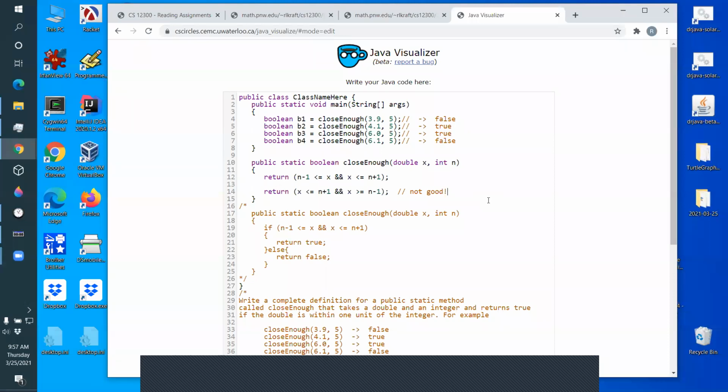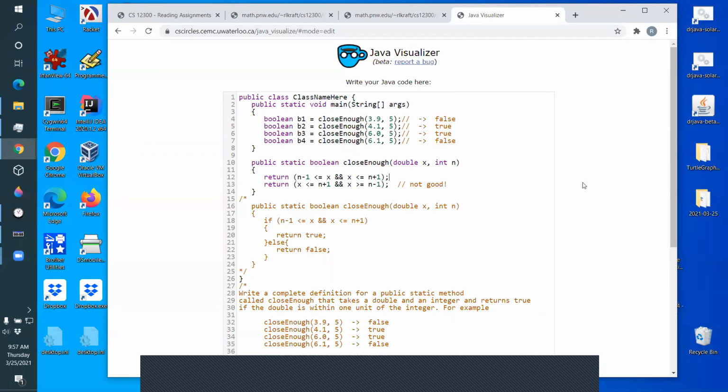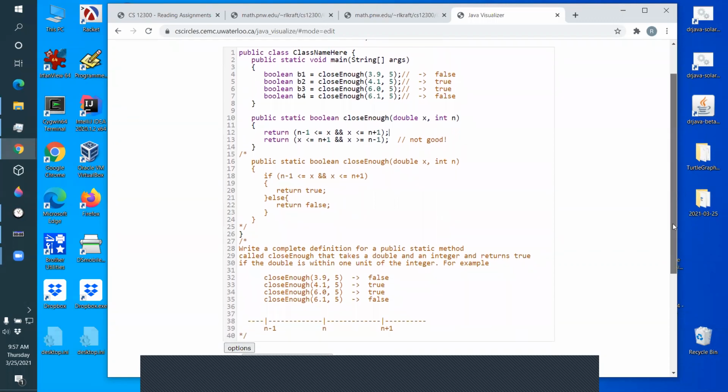What's not good about that? Does anybody see why I would much prefer the top line over the second line? Does anybody have a sense what's wrong? There's nothing wrong with the second line, but why is the first line better? Because the X is in the middle. It's visually in the middle, right? Why is that a good idea?